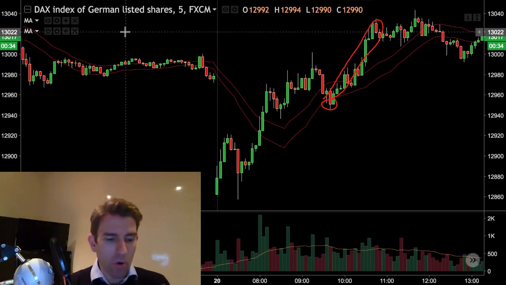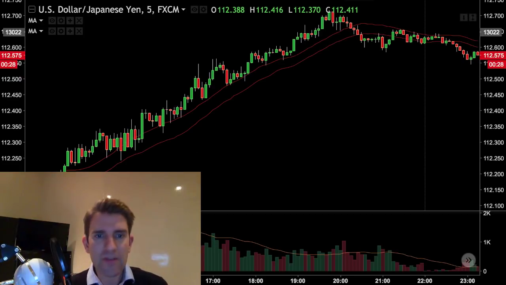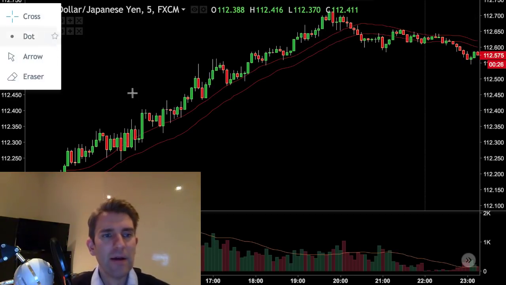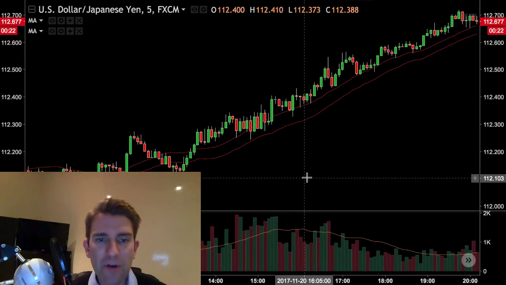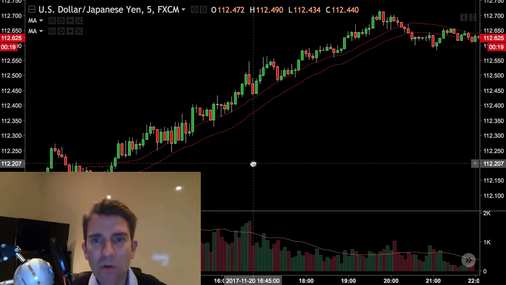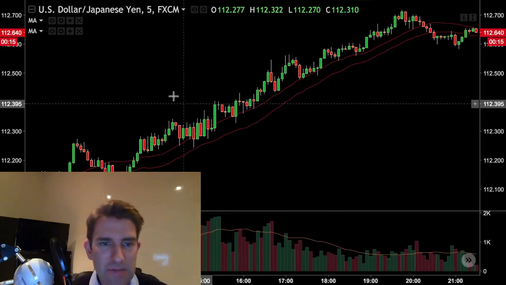Let's have a look at one more, shall we, guys? Let's have a look at USD JPY. Again, 5-minute chart, same kind of thing. Hopefully we can find another similar example. Where are we? So, do we even get a tag on that? Probably not quite. We probably would have gone long here. Looks like we would have been stopped out if we'd taken that. Let's have a look at something else.